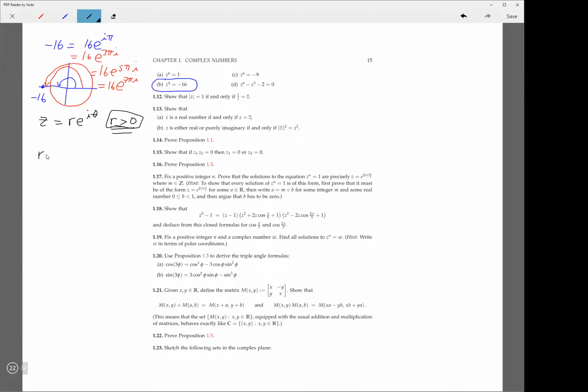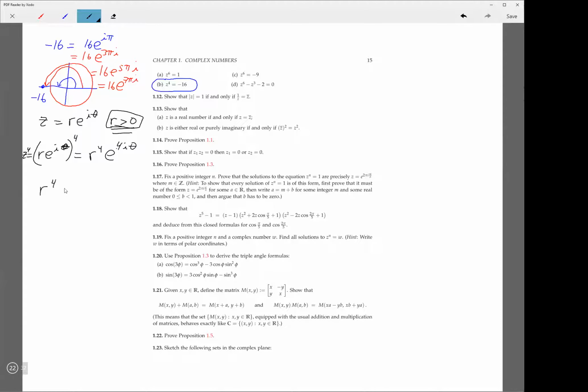Okay, so if you raise this to the 4th power, that's going to be z to the 4th, your left-hand side, right? So z to the 4th will be all this raised to the 4th power, and that's going to be r to the 4th e to the 4i theta. And then what you do is you compare it with each of these.